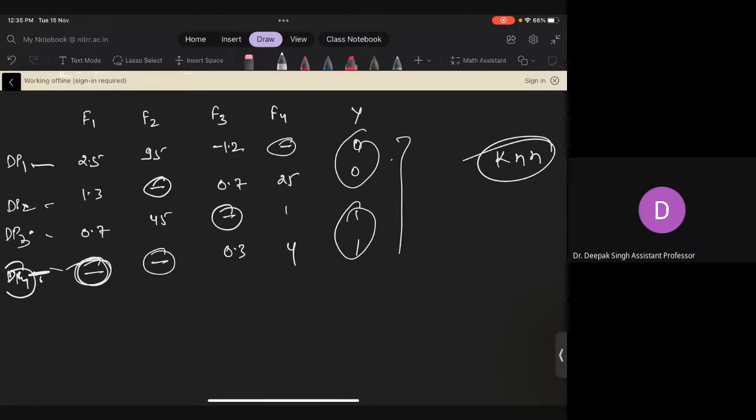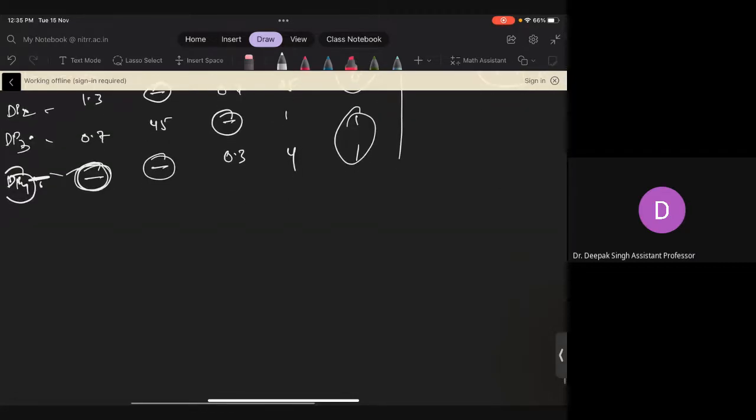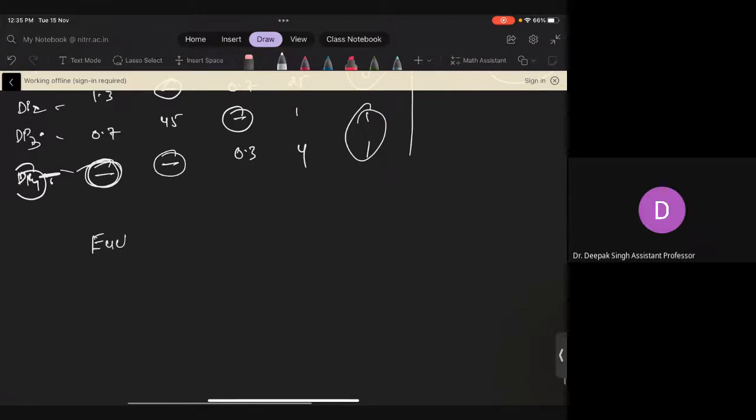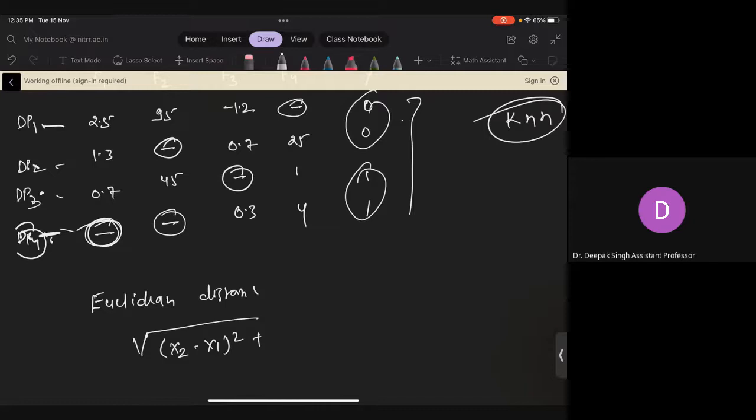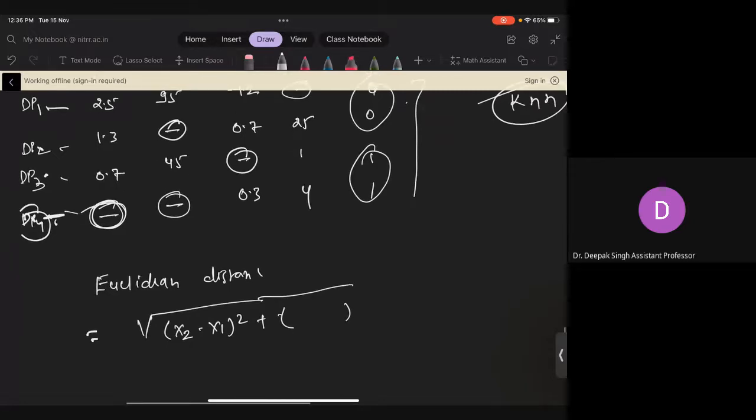And how can I compute the distance? It would be done by the Euclidean distance. What is the formula? It's simply x2 minus x1 whole square plus so on, for as many coordinate points as there are. How many coordinate points are here? 4 coordinate points are there. But surprisingly, this Euclidean distance formula will not work over here.